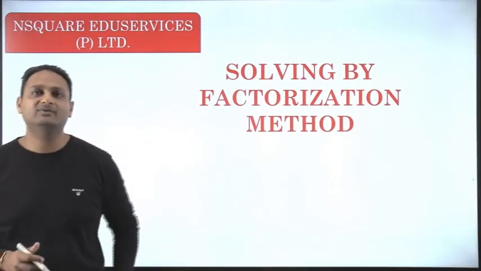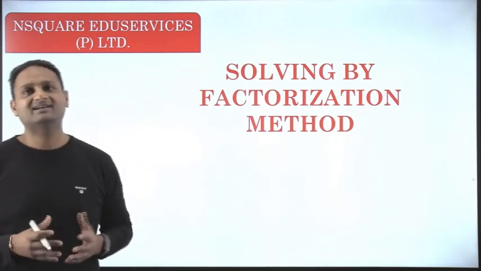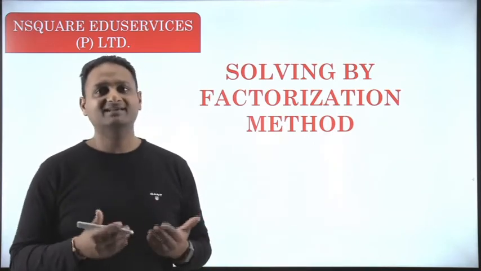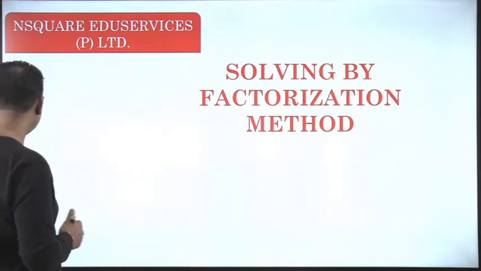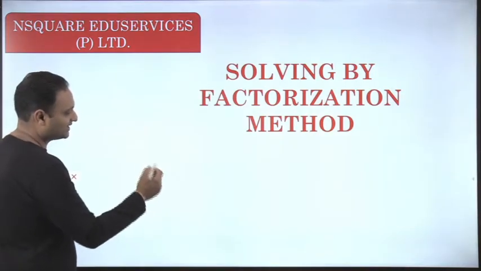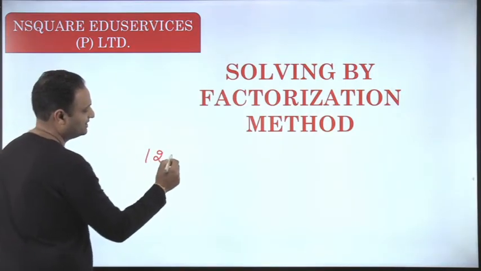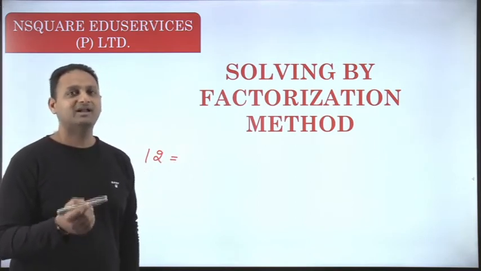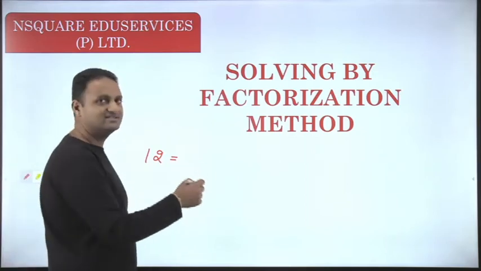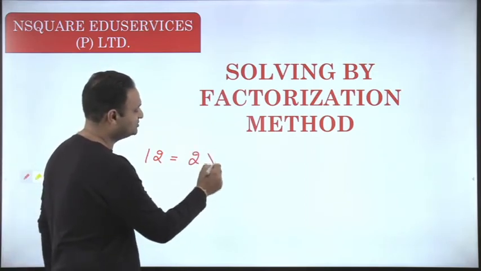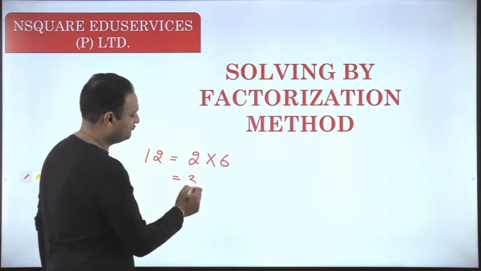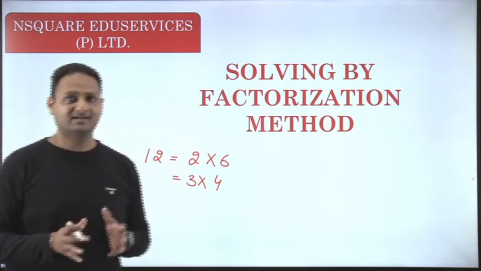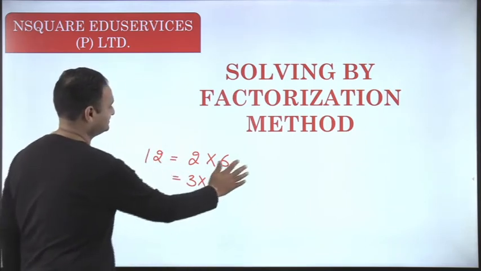So now, the first method that we will be doing is solving by the factorization method. As we know, what is factorization? Suppose we have 12. When we say factorize 12, what we do is we find the prime factors of 12, or for that matter we find just the factors of 12. So it can be 2 into 6, it can be 3 into 4, or anything like that. So this we call factorization, right?